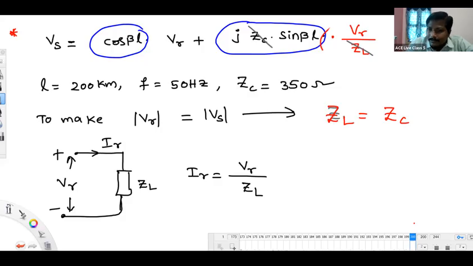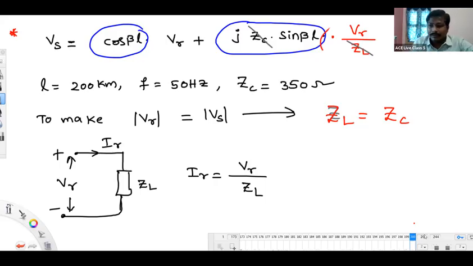So ZL value we have to match with ZC. So we have to keep the load impedance value exactly equal to the surge impedance of the transmission line. That way, we are going to get the receiving end and sending end voltage magnitudes as equal. This type of loading we are going to call surge impedance loading on the transmission line. That's the next topic we are going to discuss.